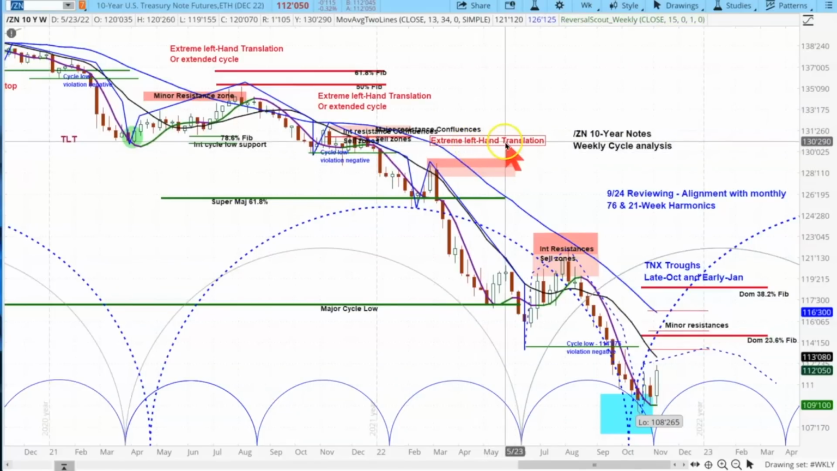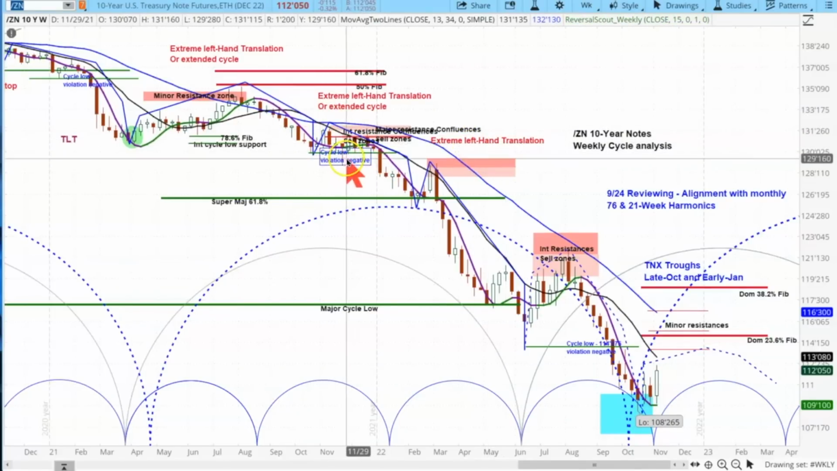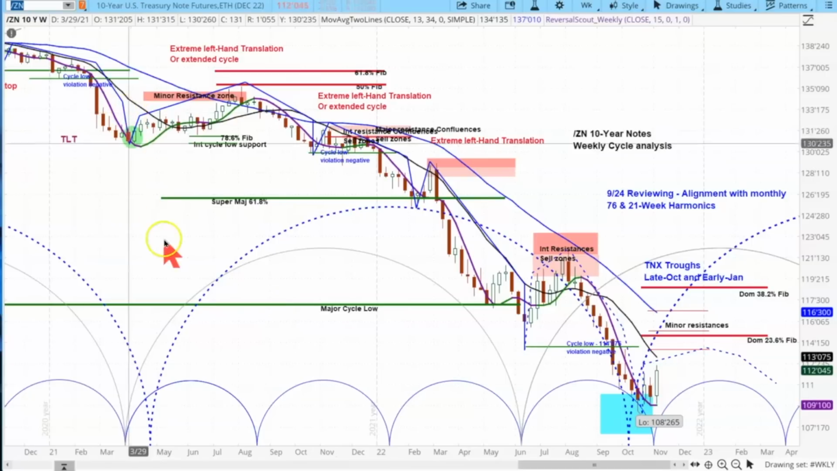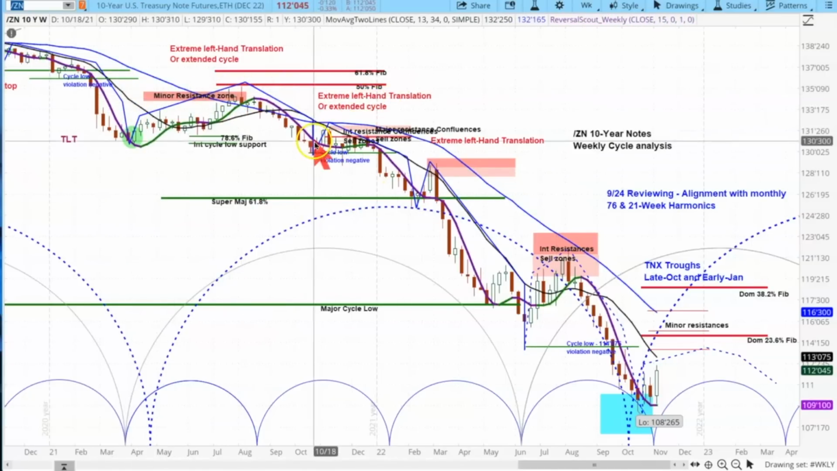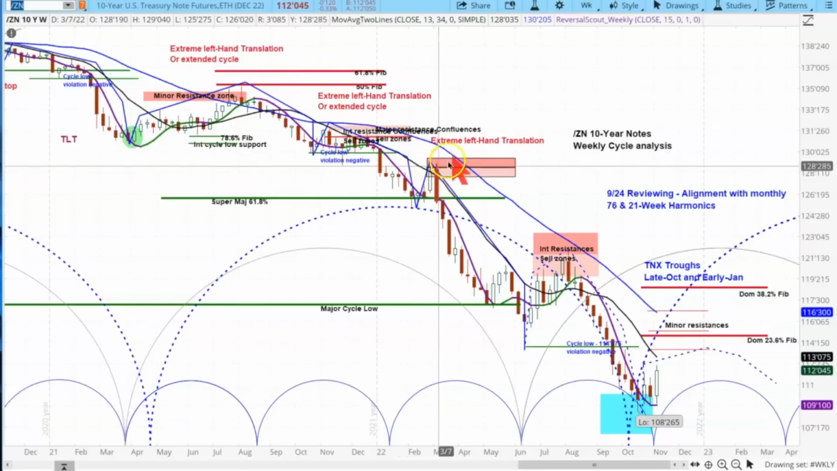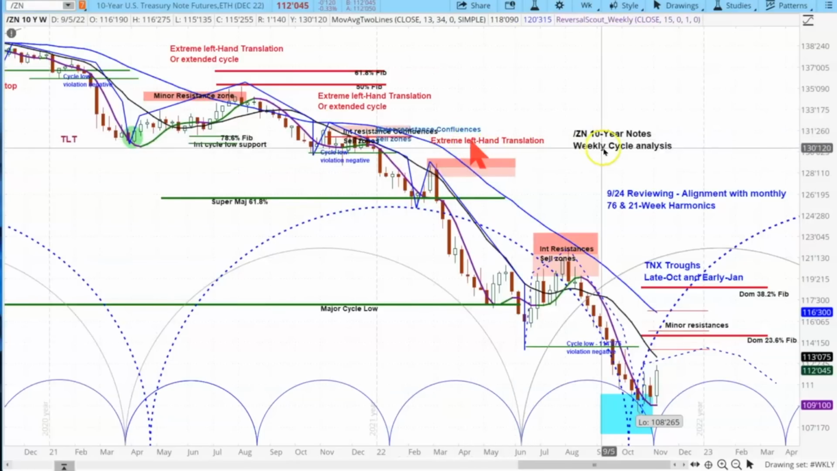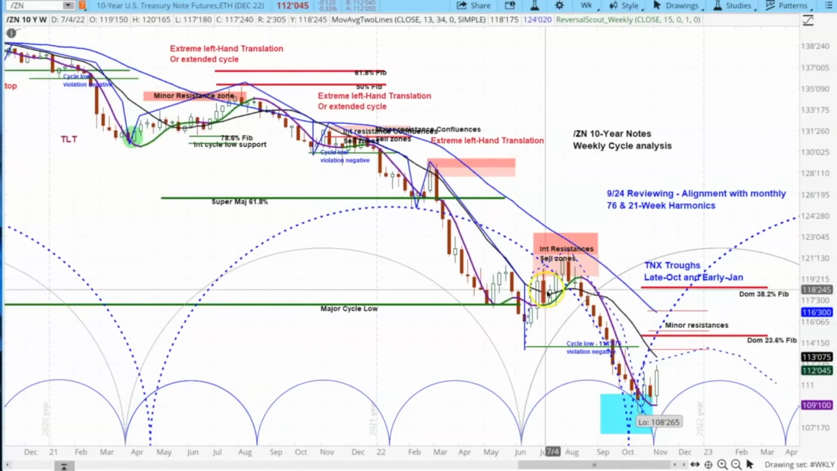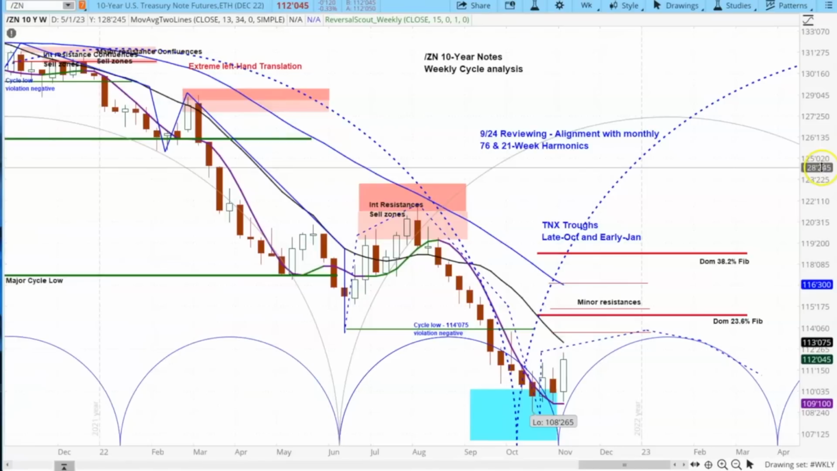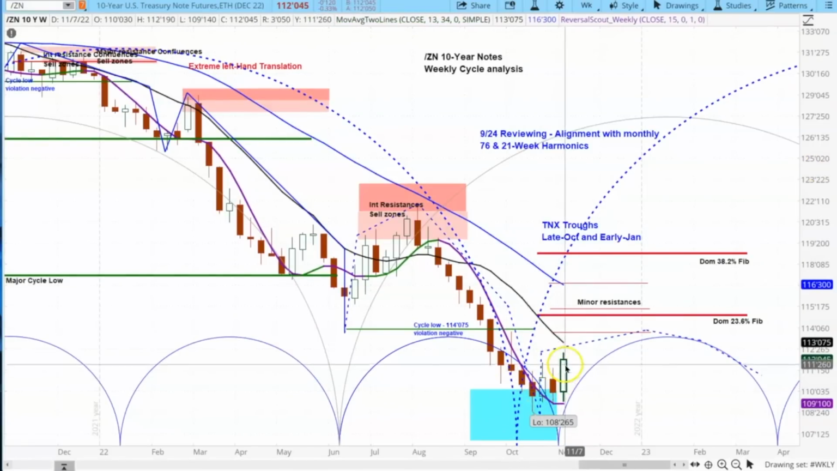We had this labeled as an extreme left-hand translation. What that means is that this big cycle over here peaked way on the left side. This was a left-hand translation. All of these things that I show you in here were pointing to much lower prices, failures in resistance zones, and then hitting this fib target zone that you see colored here in that blue color. And now where we are is finally getting this rally in here.